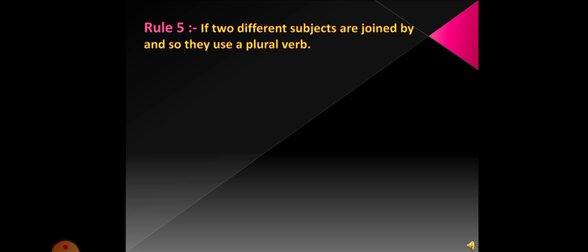Now the rule number 5. If two different subjects are joined by and, then we use a plural verb. See, bad diet and lack of exercise are cause of illness. Here two different subjects are there, like bad diet and lack of exercise, and I have joined them by and, which is a conjunction, and so I have used a plural verb.